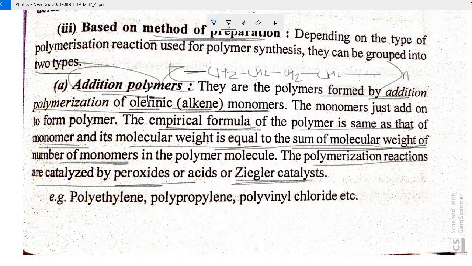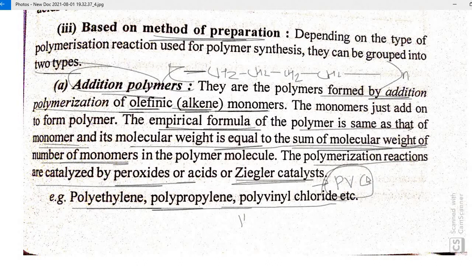म्हणजे addition polymer मध्ये फक्त मोनोमरचे ऍडिशन होते. So examples are polyethylene, polypropylene, polyvinyl chloride, also known as PVC. So this is the example of addition polymers. आणि सगळ्यात महत्त्वाचं म्हणजे याच्यामध्ये जो काही सम असेल त्या मोनोमरचे तेच त्या पॉलिमरचं मॉलिक्युलर वेट असतं.